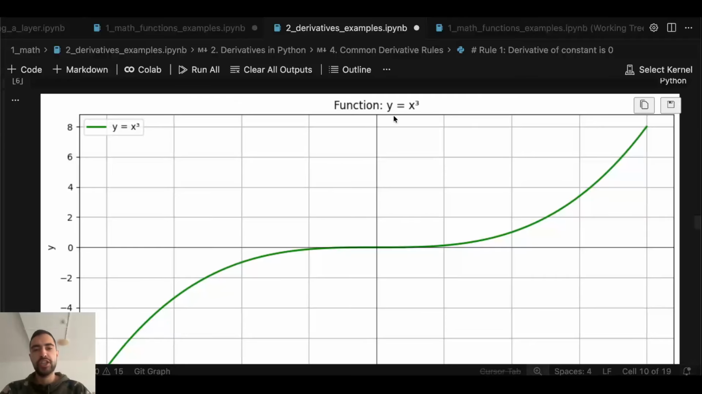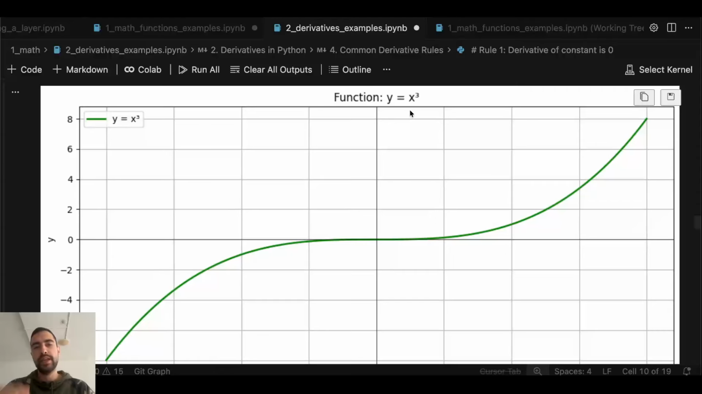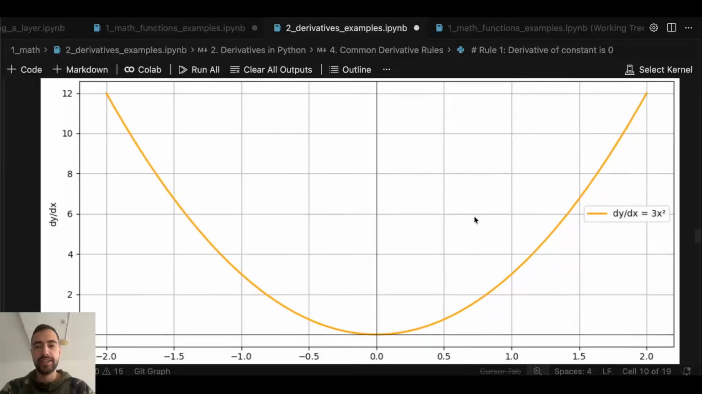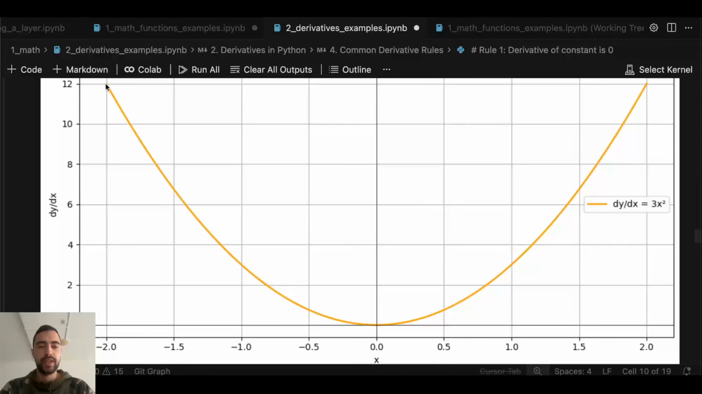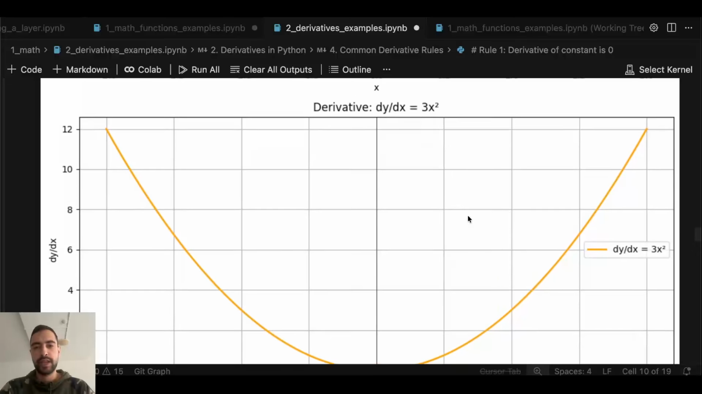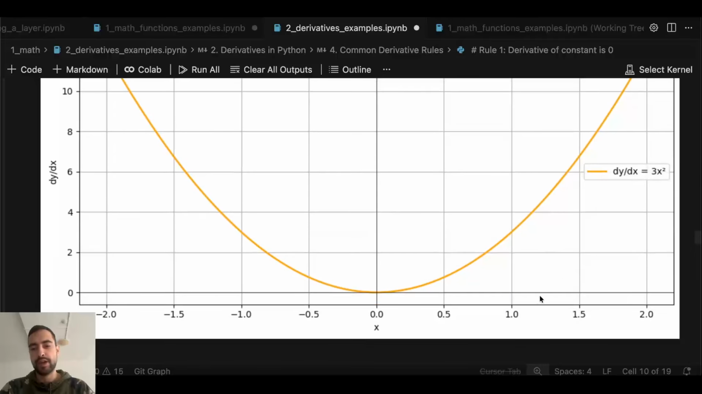And so if we have a function y equals x cubed, or x power 3, then the derivative will be 3x squared according to the rules. So this is the derivative function, it's 3 times x squared. And so we already know that x squared is going to be like this U shape. We discussed that earlier. And then 3 times x squared will just make the y's even larger.